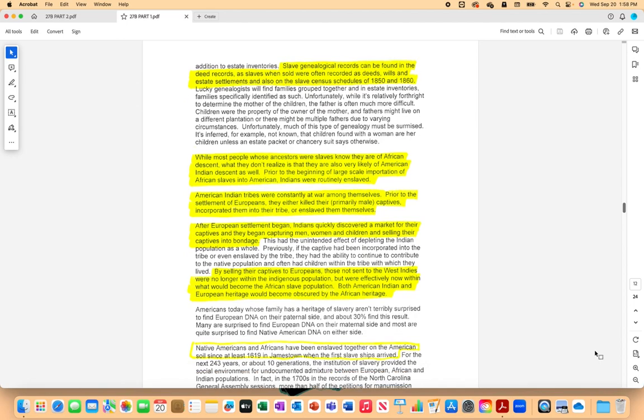Slave genealogical records can be found in the deed records, as slaves, when sold, were often recorded as deeds, wills, and estate settlements, and also on the slave census schedules of 1850 and 1860. While most people whose ancestors were slaves know they are of African descent, what they don't realize is that they are also very likely of American Indian descent as well.